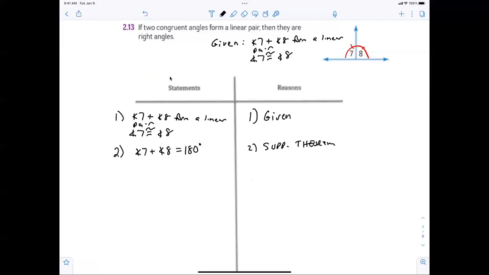So what can I do? Yes, I think that's true. I think we should go ahead and say that. Let's go ahead. I like that. Angle 7 is equal to angle 8 because we're dealing with equals. So we need to write that. Angle 7 is equal to angle 8, and that was what? Yes, definition of congruent. Thank you.